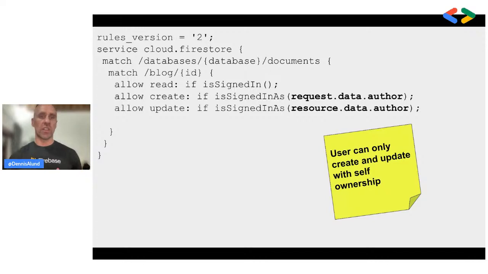So this would, for example, say that you're only allowed to create a blog post if you assign yourself as the author. And you're only allowed to update the blog post if you already were the author. This will prevent anyone from editing anyone else's blog post. And it's as simple as that.